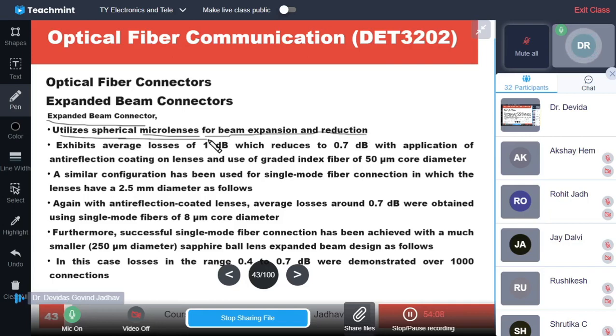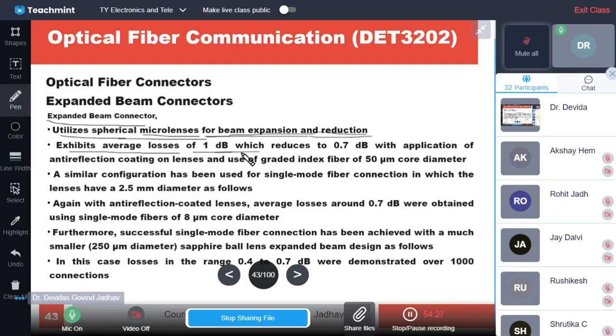The spherical micro lenses are utilized for what? One is for beam expansion and the other is for beam reduction. So collimation is there and refocusing is there. So this expanded beam connector exhibits average losses of 1 dB.